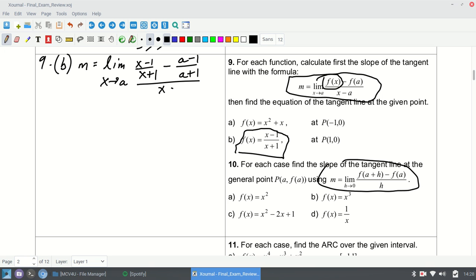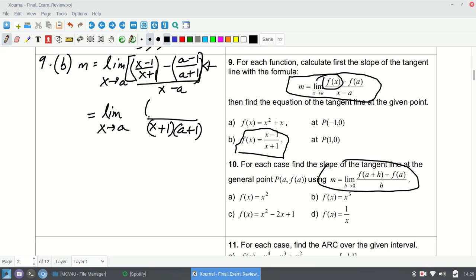And then you've got x minus a in the bottom. Now, typically in these situations, you literally just have to put the numerator, the guy at the top, under a common denominator. The common denominator is the lowest common multiple of both bottoms, so you just multiply them together. So you get (x plus 1) times (a plus 1).